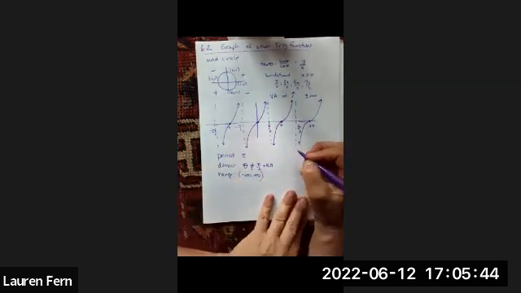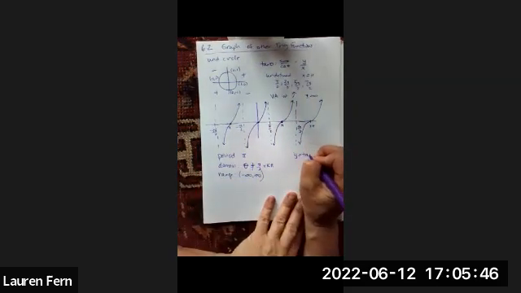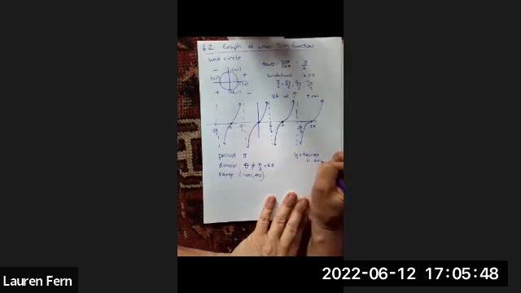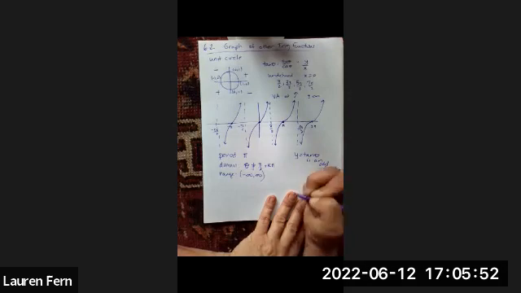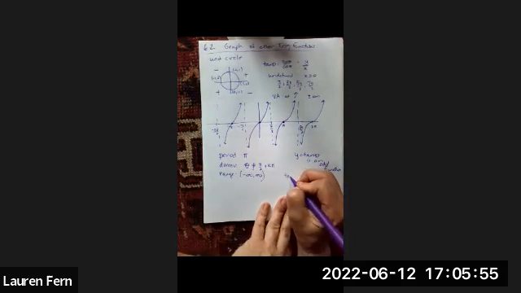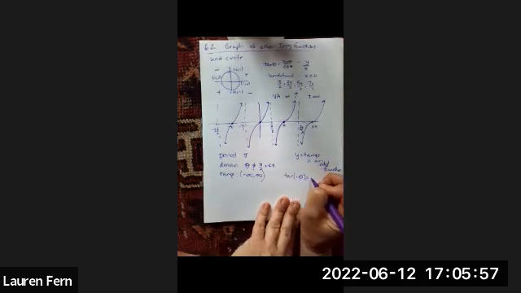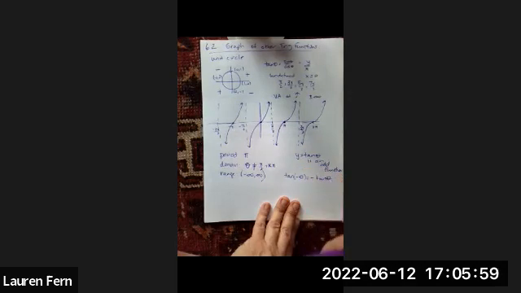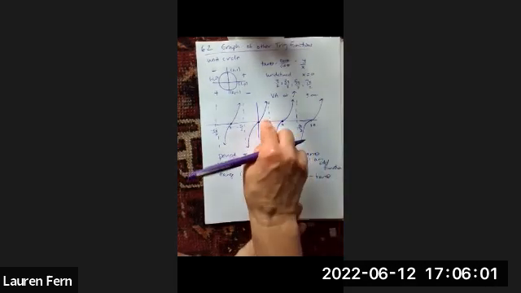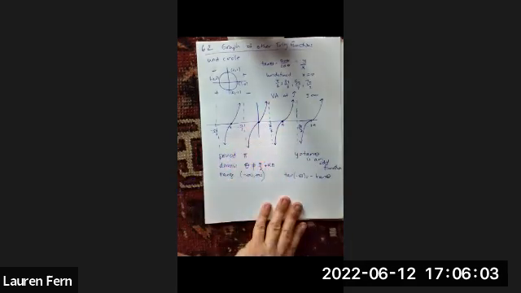Okay, and finally, I want you to note that this is an odd function. In other words, the tangent of negative theta is negative the tangent of theta, right? It reflects about my origin.